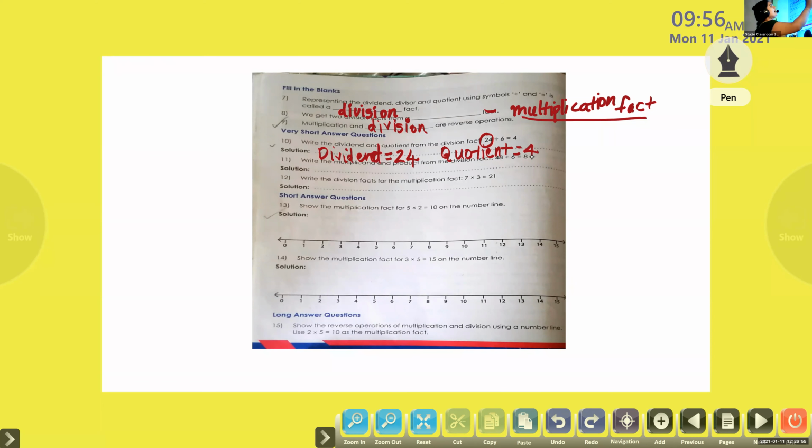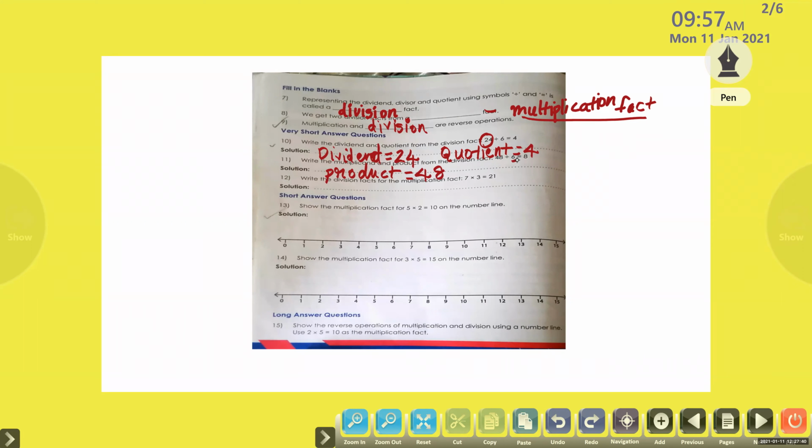When we write this 48 divided by 6, which will be the product? 48. I told you the product will be the dividend in division fact. Whatever we are getting as the product in multiplication fact, we are writing as the dividend in division fact. So here product will be 48. Next is multiplicand. Multiplicand will be 6.